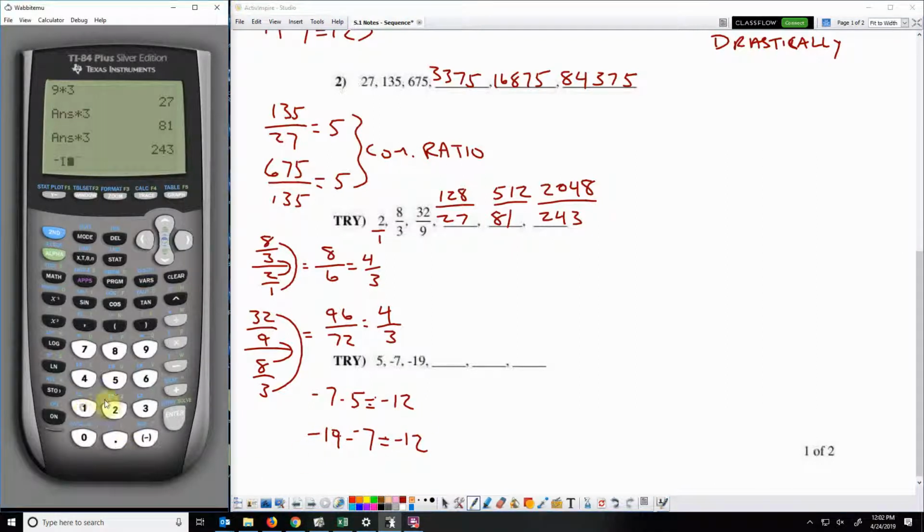So -19 plus -12, which is the same as minus 12. Minus 12 again and again. And those are the next three terms.